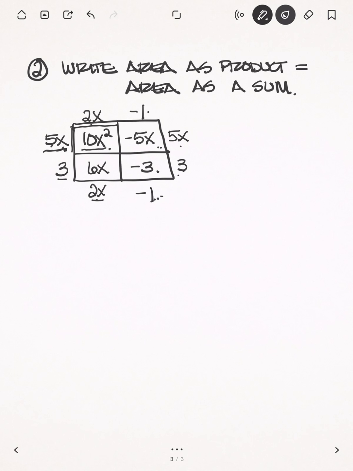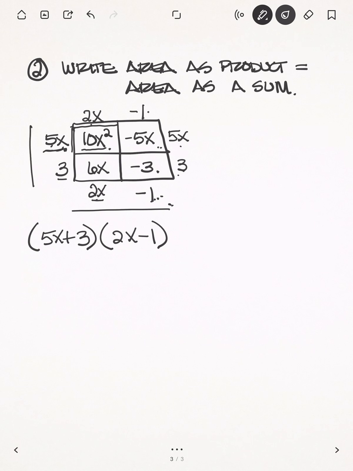Now you'll notice that all of my dimensions are filled in and all of my rectangles are filled in. So now I'm ready to write my equation. I am going to have my length times my width. So in parentheses, I would write 5x plus 3 when I add those together. And then on this one, parentheses, I would have 2x minus 1. That is the area as a product. Length times width is the total area.